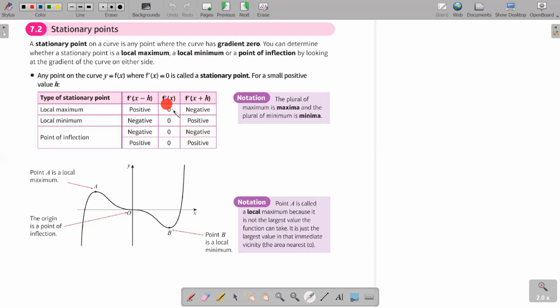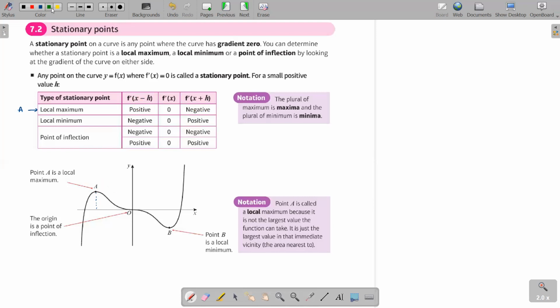f'(x) equals 0 means that's the point where you have the stationary point. Can you see they have taken here f'(x minus h)? What do you mean by x minus h? x minus h means a little bit before the turning point, a few points before your turning point, and f'(x plus h) means a little bit after your turning point. For example, look at point A. At point A, definitely the gradient is 0. Point A is a stationary point. Can everyone see it's a local maximum?